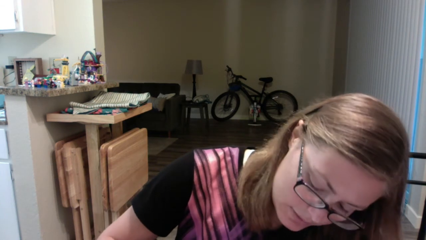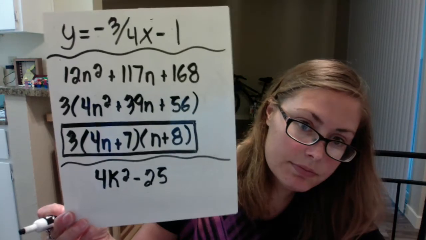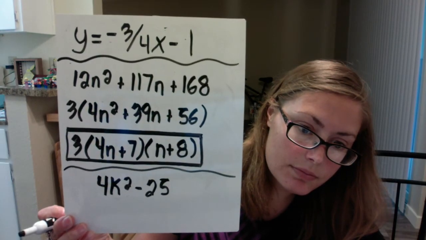Next one, factor completely. We have 4k squared minus 25. They're both perfect squares, so we have 2k minus 5 times 2k plus 5.